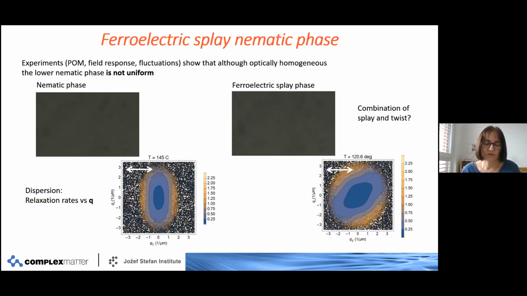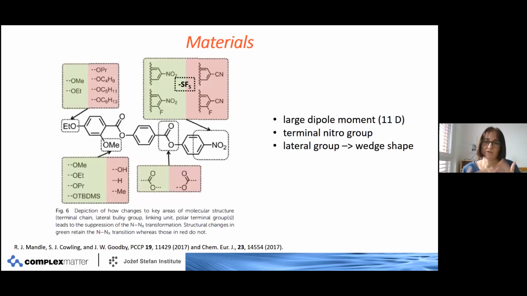The model, which is very good for the description of the phase transition, is obviously not sufficient there. So in order to understand better, or to know which terms we need to add to the model, we decided to look at the molecular origin of the phase. As I already told at the beginning, the family of materials which exhibit this phase is very particular. They must have this side group which gives the molecules a wedge shape.